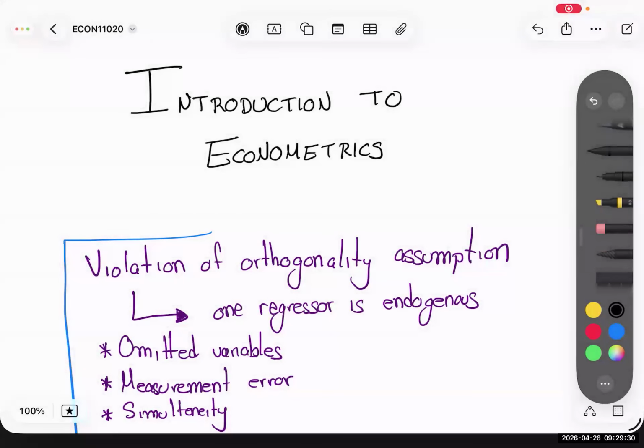Hello everyone. In this video, I'm going to talk about the orthogonality assumption. If you remember what we mentioned in class, a violation of the orthogonality assumption implies that at least one of the regressors is endogenous. And then I said there are three reasons for endogeneity. The first one is omitted variables, then measurement error, and simultaneity.